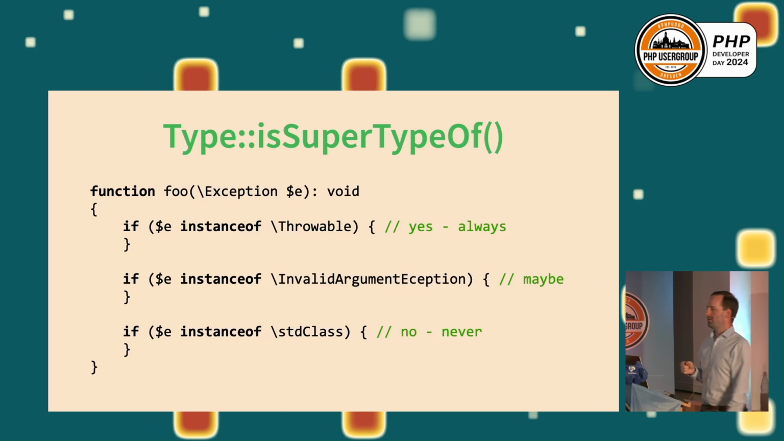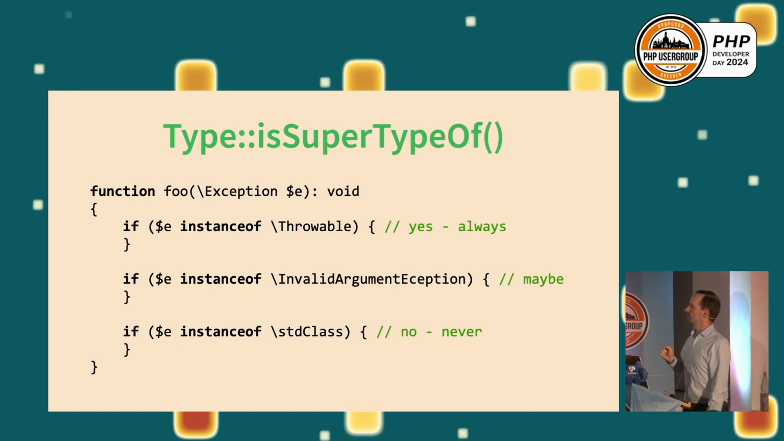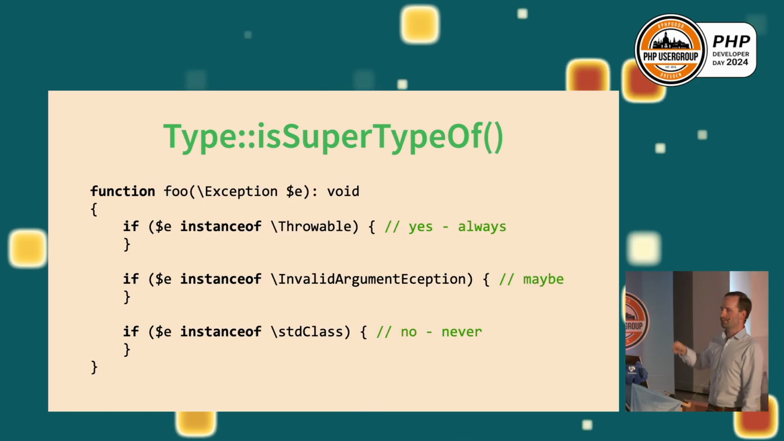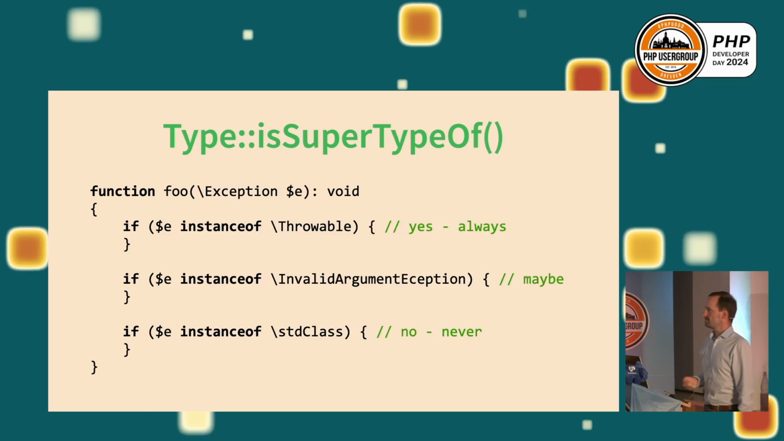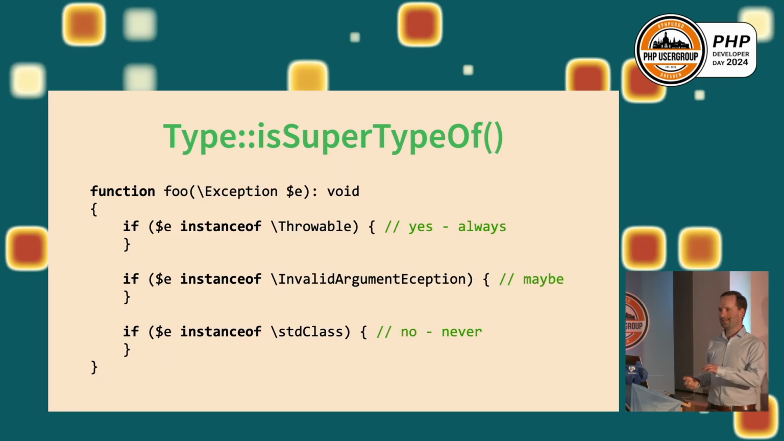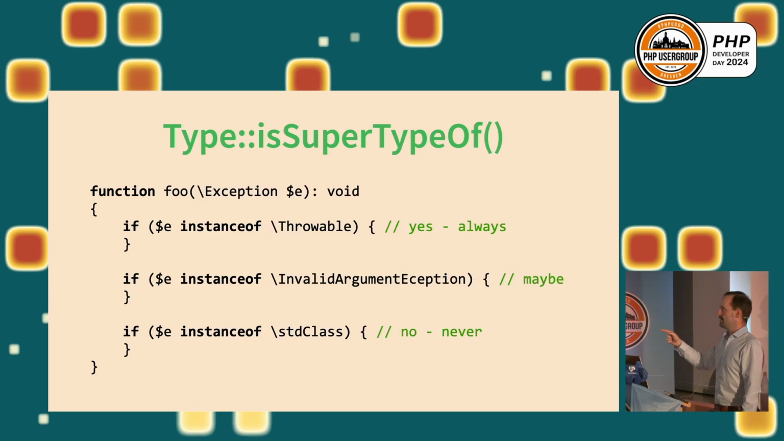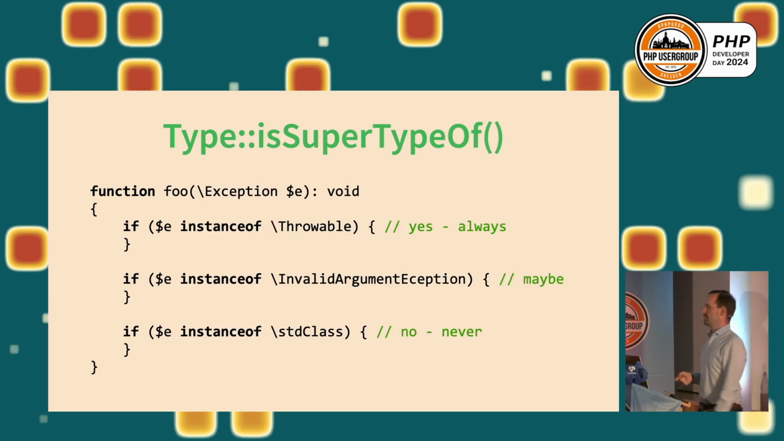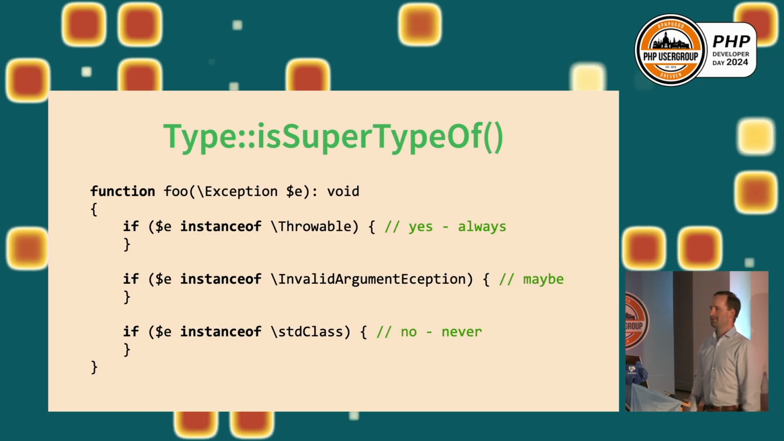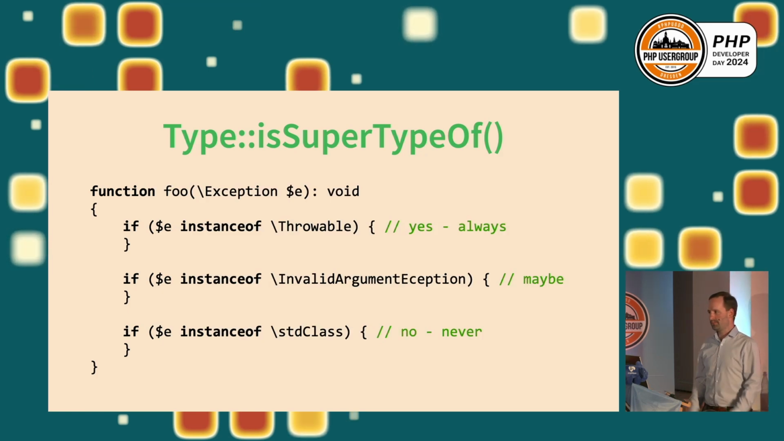The only instanceof that makes sense to ask in this code is the middle one, because asking, is this exception instanceof invalid argument exception? That's a maybe, because this exception might be invalid argument exception, or it might be something else. And if we ask about some completely unrelated class that can never be an exception, we ask, is exception instanceof stdClass, isSupertypeOf returns no, because it can never be true. So this is how it's used in practice. PHPStan checks this and reports errors for the first case and for the last case. And it works with all the types across the type system.